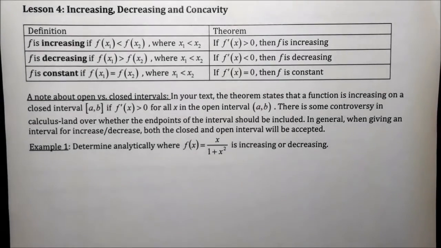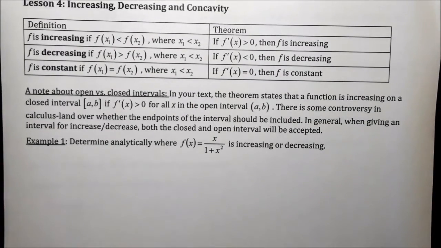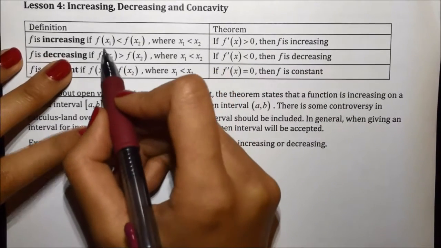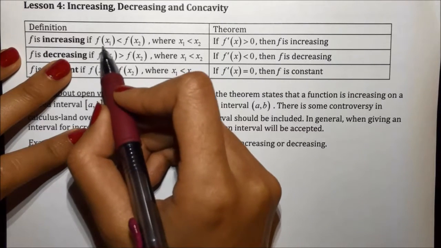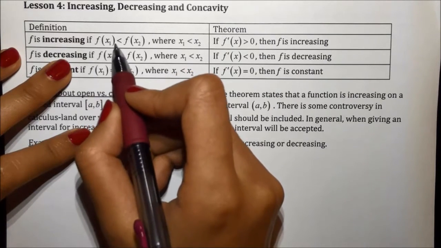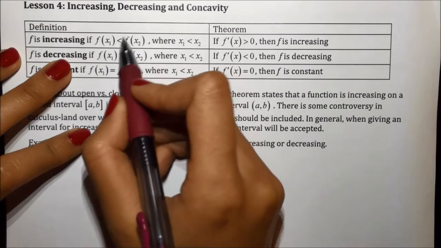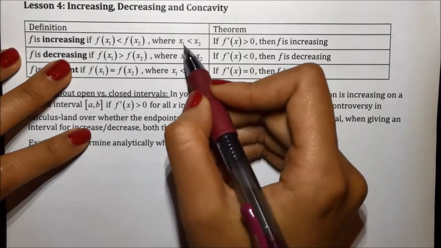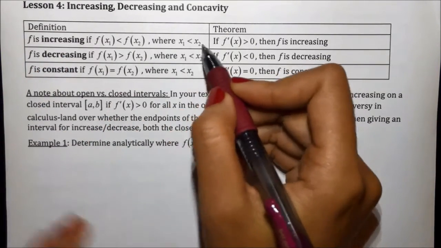Okay, so we're going to do lesson 4, increasing, decreasing, and concavity. F is increasing if the y value at x1 is less than the y value at x2 as long as you're going from right to left. This is what this means.